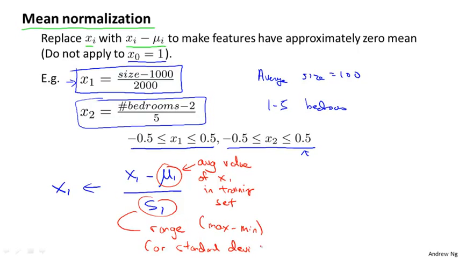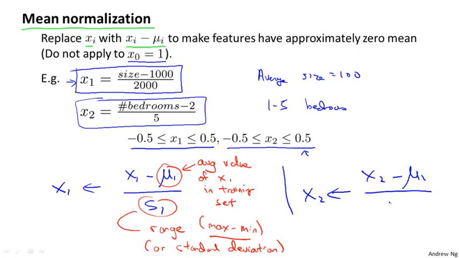And similarly, for the second feature x2, you replace x2 by subtracting the mean of the feature and dividing by the range of values, meaning the max minus min. And this sort of formula will get your features, maybe not exactly, but roughly into these sorts of ranges. And by the way, for those of you that are being super careful, technically, if we're taking the range as max minus min, this 5 here would actually become a 4. So if max is 5 and min is 1, then the range of bedroom values is actually equal to 4.